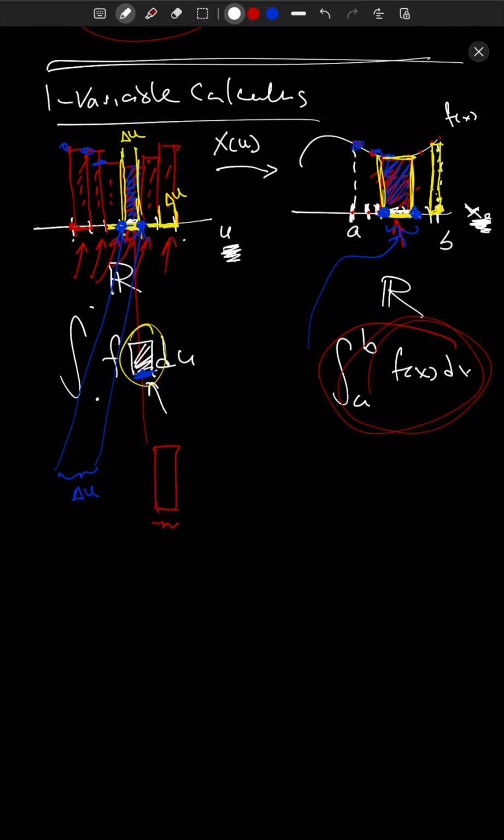Okay, so if I call this function x of u, well, if I move delta u in the domain, how much should I move in the range? Well, that's exactly what the derivative tells us. We're in one variable, so it should be dx du times delta u, approximately, of course. All right, so the width of that fat rectangle there is roughly dx du times delta u. That's literally what the dx du means.